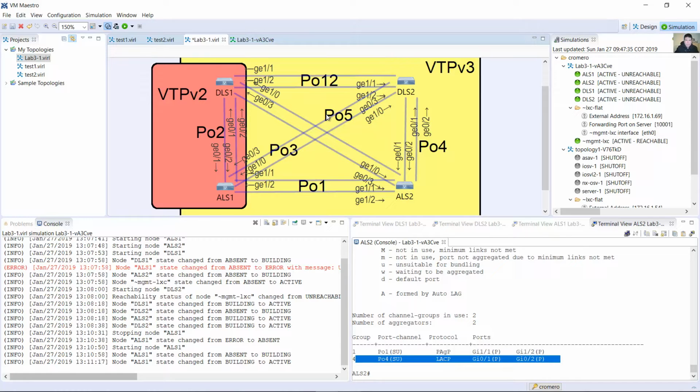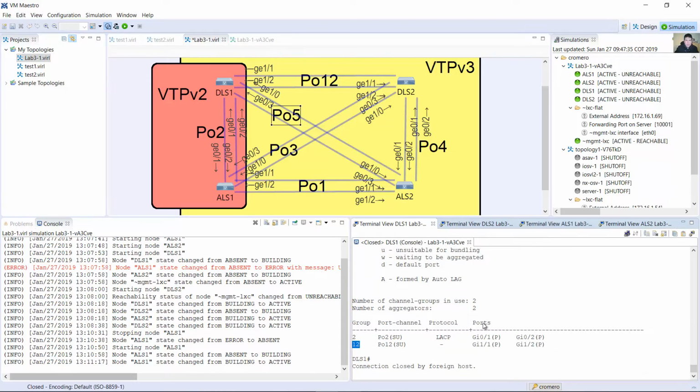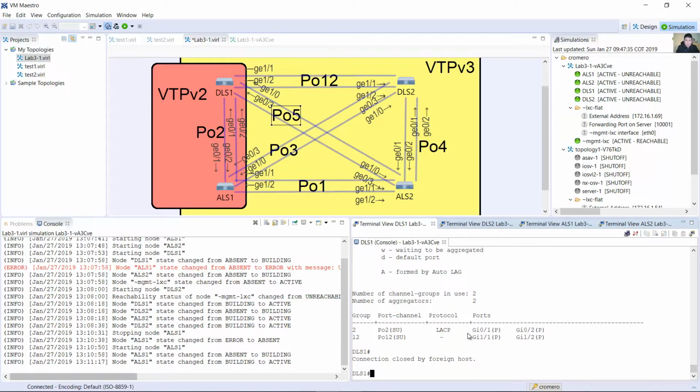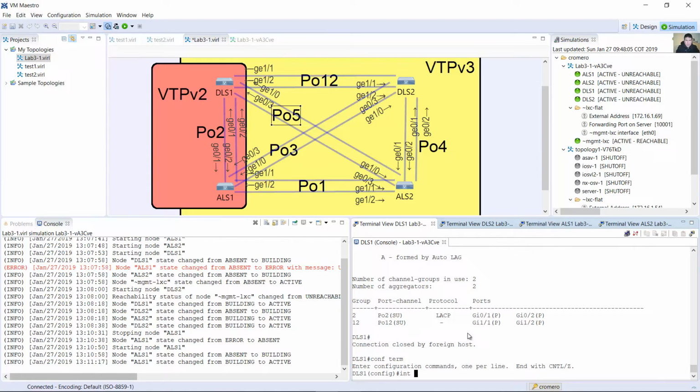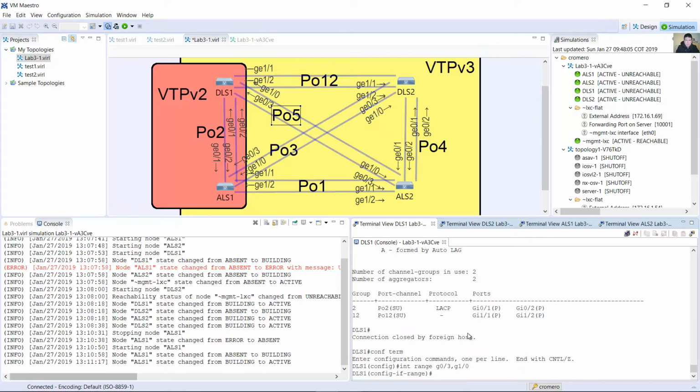Now configure port channel 5 between DLS1 and ALS2. Port channel 5 between DLS1 and ALS2. Okay. On DLS1, configure terminal, interface range gigabit 03 and gigabit 10. Shut down.